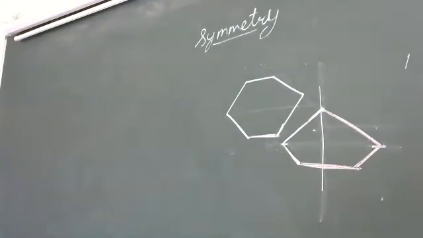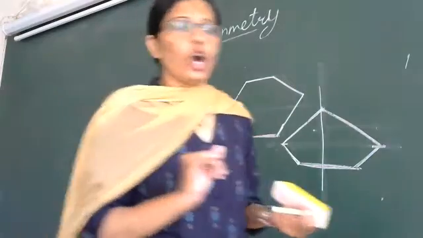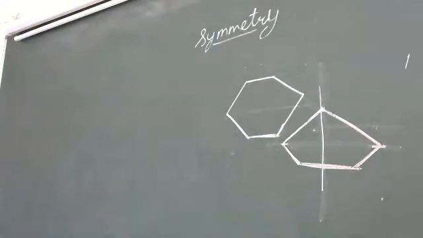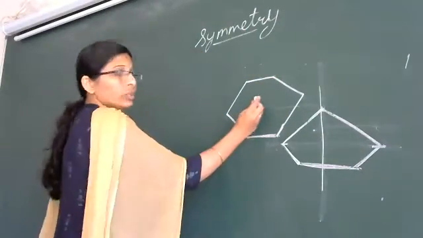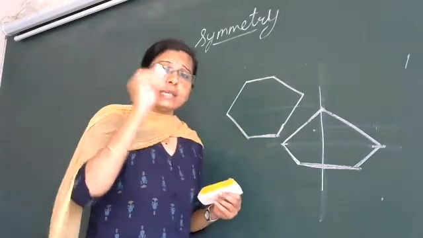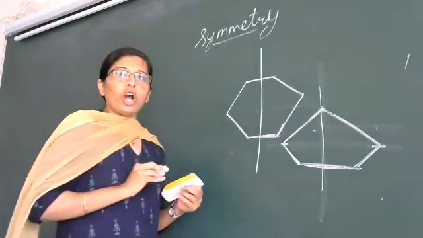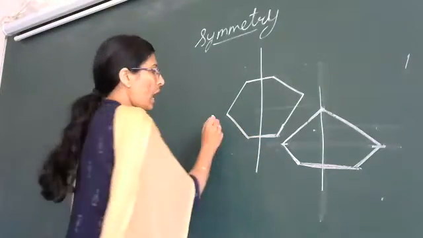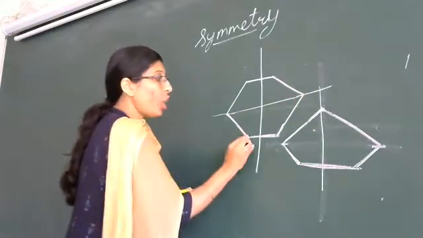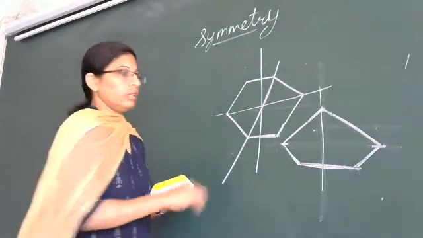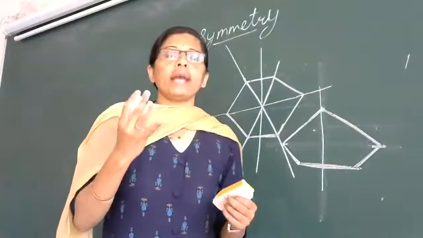Okay, for any type of plane figures, we can draw lines of symmetry. All figures will have different numbers: some will have one, some two, some three. Now this hexagon. Hexagon means a six-sided figure. If I draw like this, we get the same. I can draw like this also, and like this also. How many do I get? Four axes of symmetry.